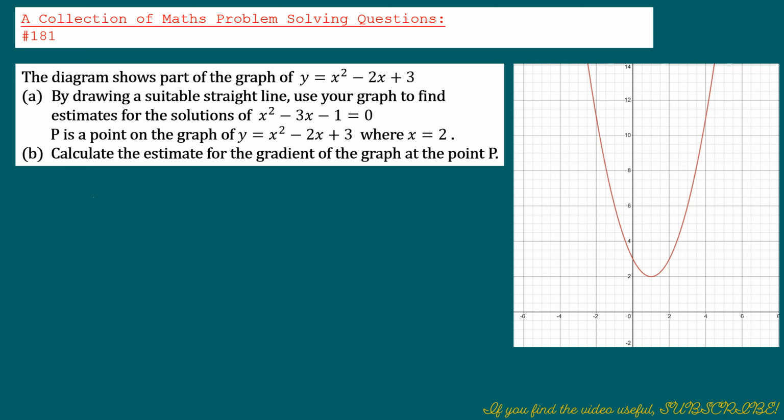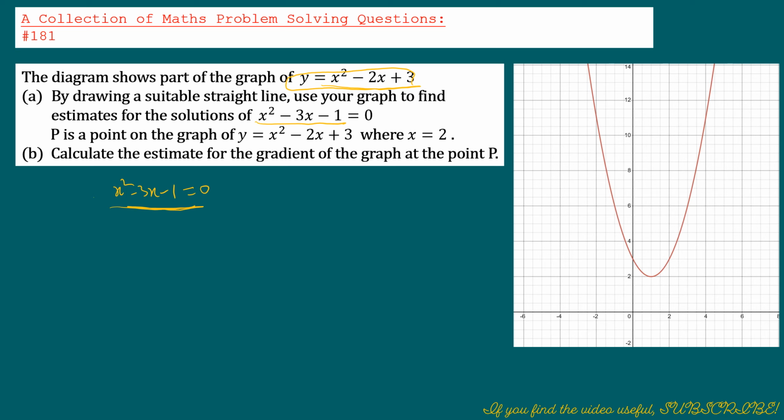So there is quite a lot to do here, I think. We can start with this equation, x squared minus 3x minus 1 equals 0. Now, we have to make it look like the equation of the curve they have given us. So how can we do that? We can do that by manipulating the equation a little bit.